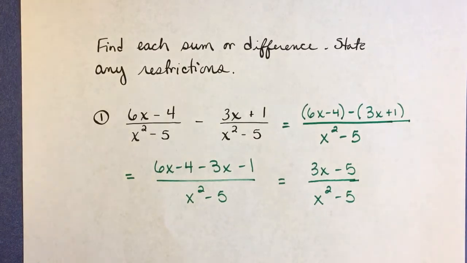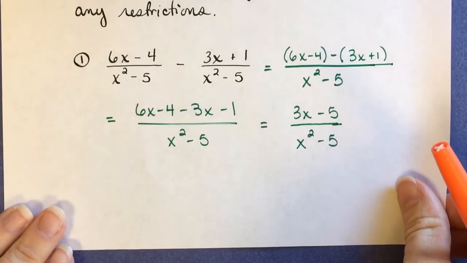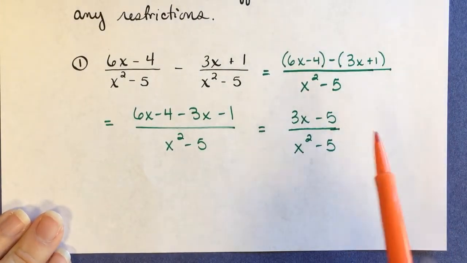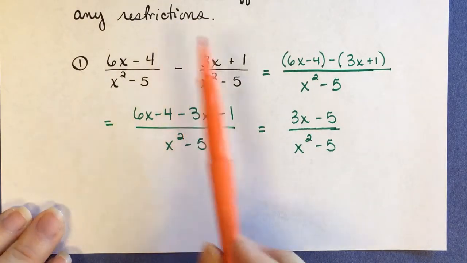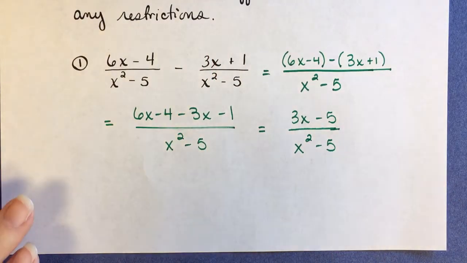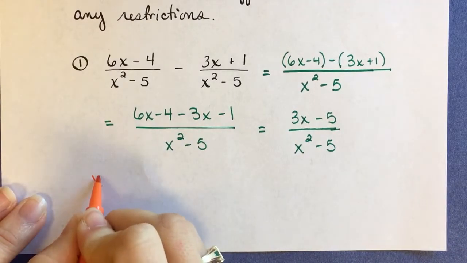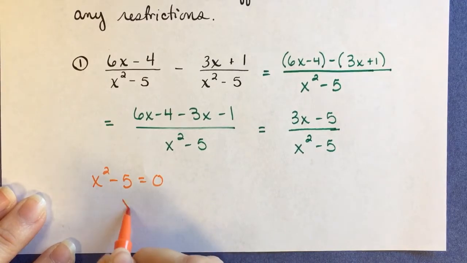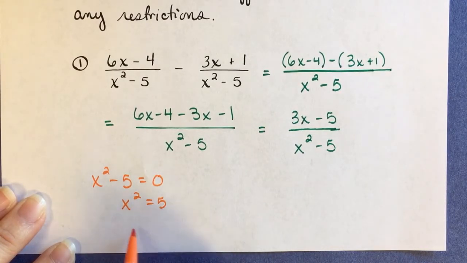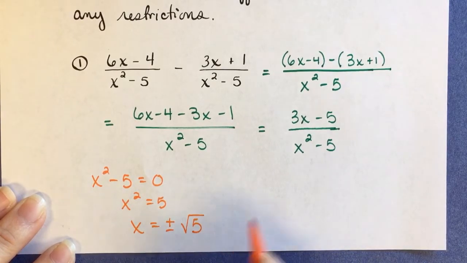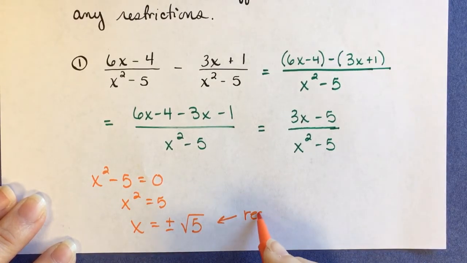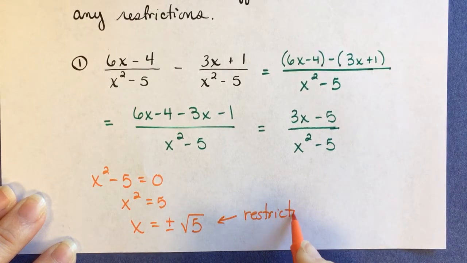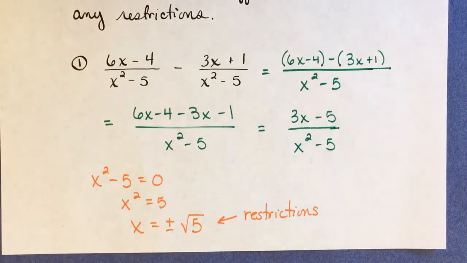Now, on stating your restrictions, and actually you could have done that before we ever did the actual subtraction. Remember, your restrictions with your rational functions are going to be with your denominator. So take your x squared minus 5, and you're going to set that equal to 0. So I would get x squared is equal to 5. So x is equal to plus or minus square root 5. So these are going to be your restrictions. Anything that causes your denominator to equal 0 will be your restriction.